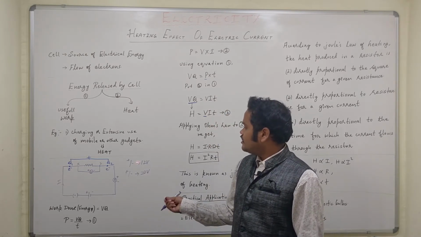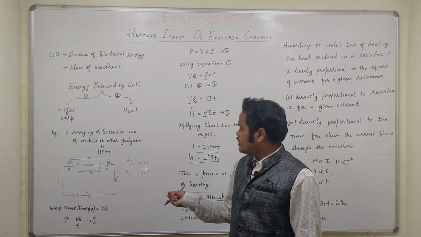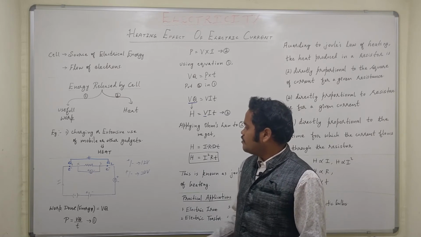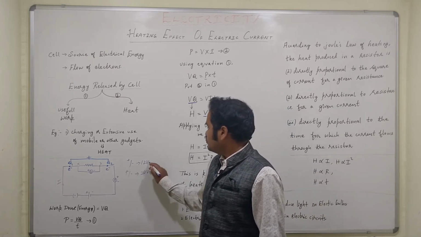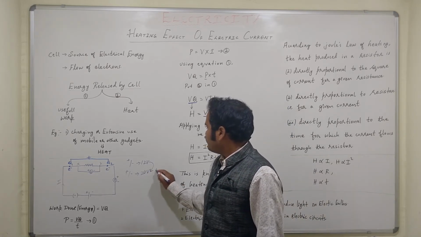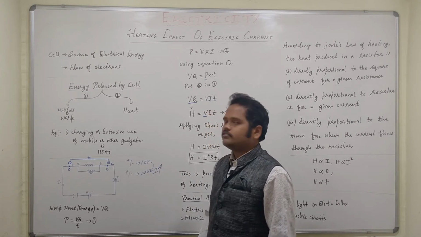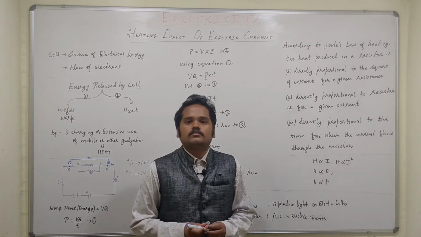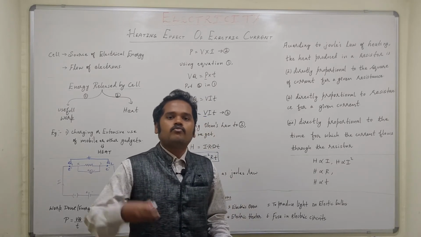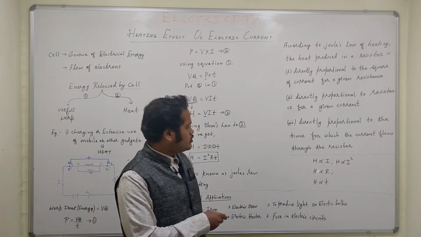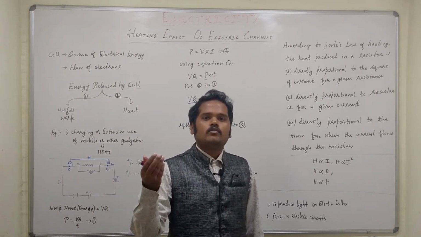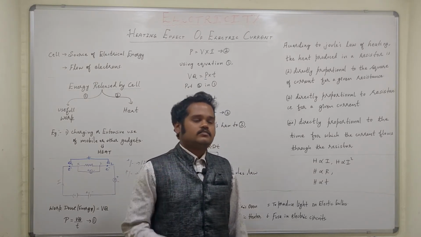So now we have increased the voltage value of the cell from 12 volt to 20 volt. Now what happens if we replace this with 20 volts? What happens to the current? The current increases in the entire circuit. So when the current increases, when there is more flow of electrons, what happens to the heat produced in the resistor? The heat produced will also increase.